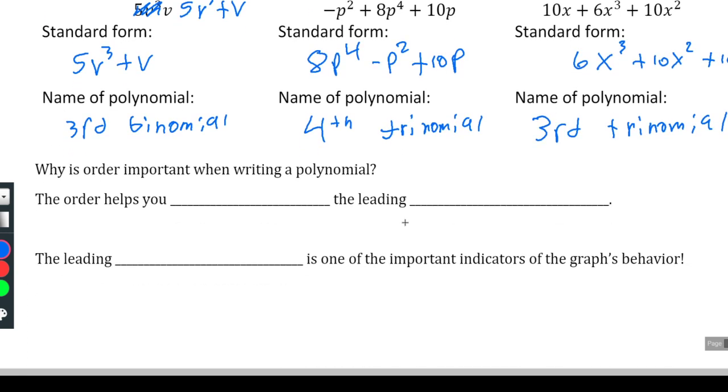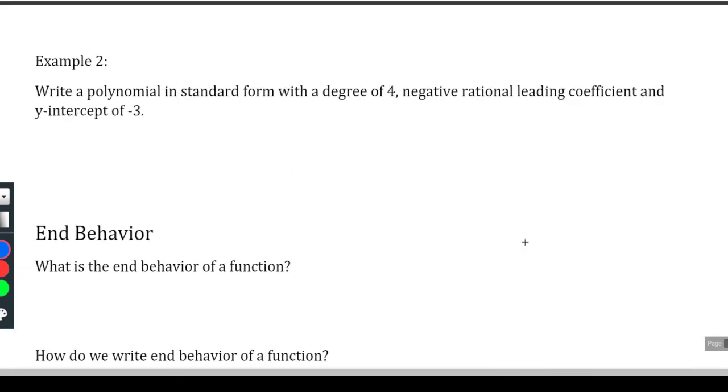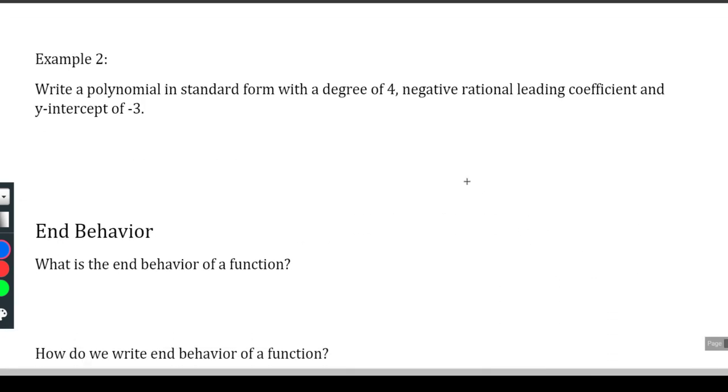Why does order help, and why is it important? Order helps you name the leading coefficient. Can I spell coefficient correctly? I don't think so, but close enough. And the leading coefficient is one of the important indicators of the graph's behavior. So we could do this. It's not that big of a deal.